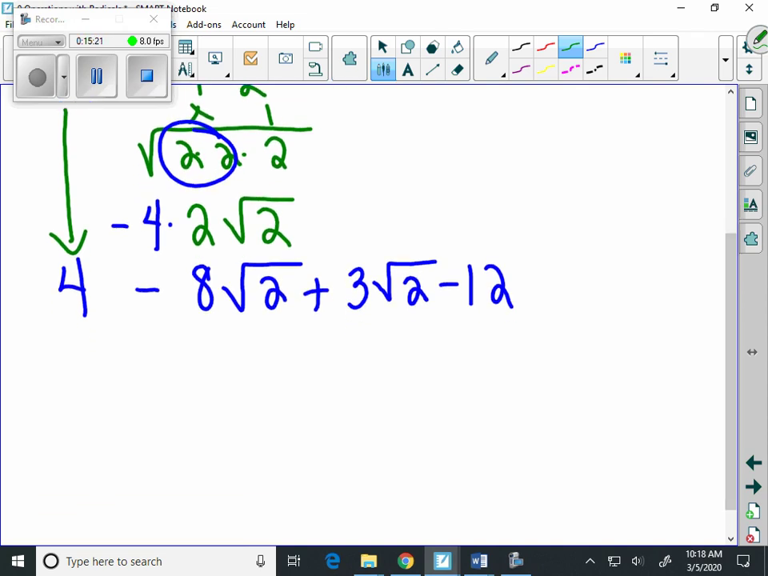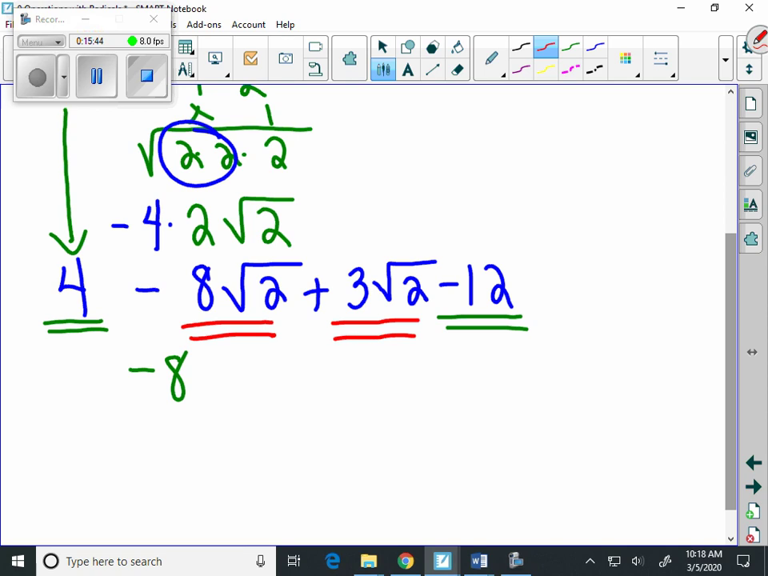And then when we take a look at this, to finish this problem, what we need to do is combine like terms. We have 4 minus 12. And 4 minus 12 is negative 8. We have negative 8 square root of 2 plus 3 square root of 2. We add the coefficients, or in this case subtract. Negative 8 plus 3 is negative 5 square root of 2. So sorry, I don't think I left enough space on that one.